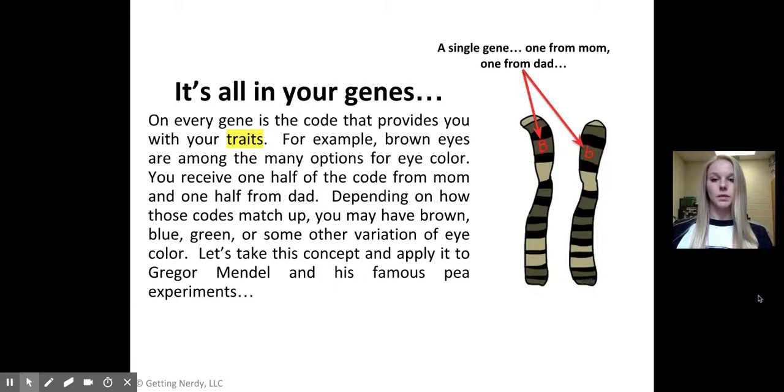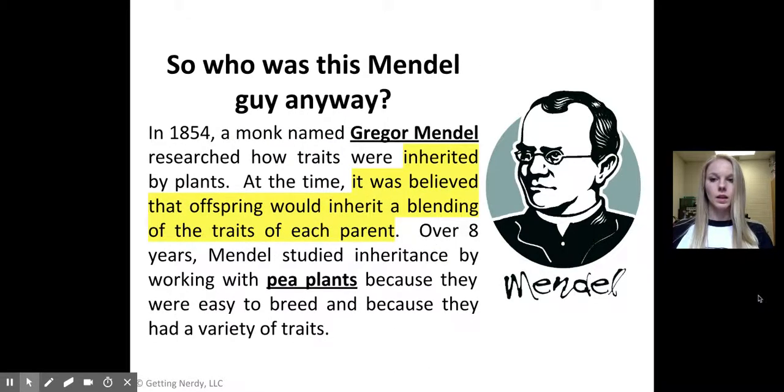Let's take this concept and apply it to Gregor Mendel and his famous pea experiments. In 1854, Gregor Mendel researched how traits were inherited by plants. He was a monk and did his research at his monastery. At the time, it was believed that offspring would inherit a blending of the traits of each parent. Over 8 years, Mendel studied inheritance by working with pea plants because they were easy to breed and they had a variety of traits.